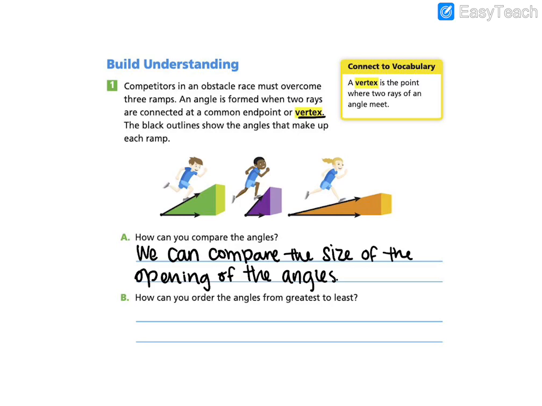And then how would we label them from least to greatest? So from greatest to least. Which opening is the greatest and which one is the least? Well, this purple opening is the greatest, right? And we can tell the orange opening is the least. So we can order them from purple, then green, and finally, our least opening is orange.